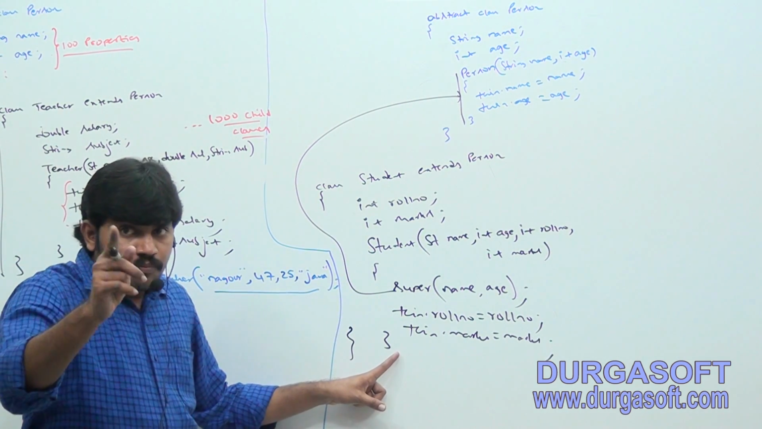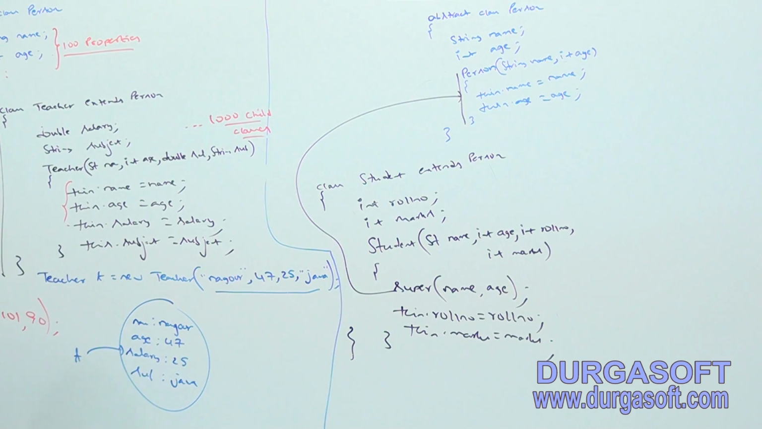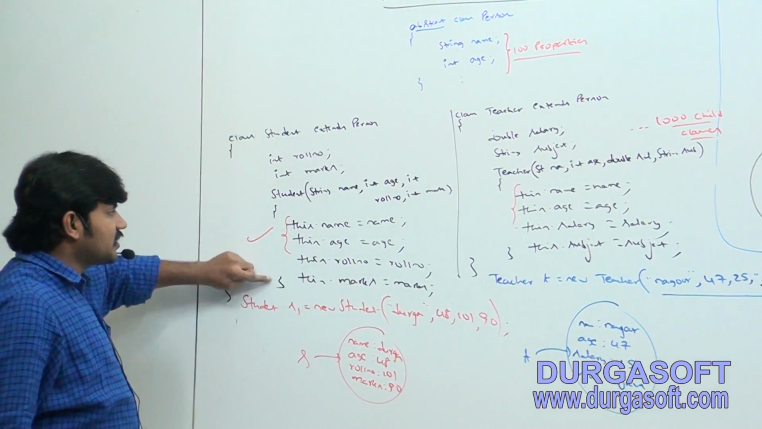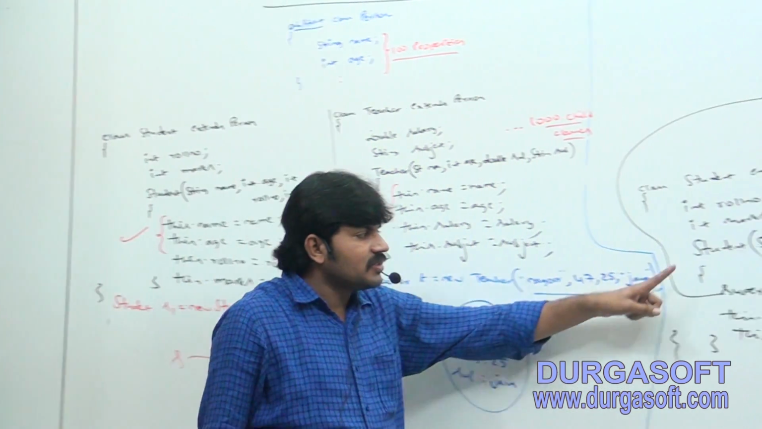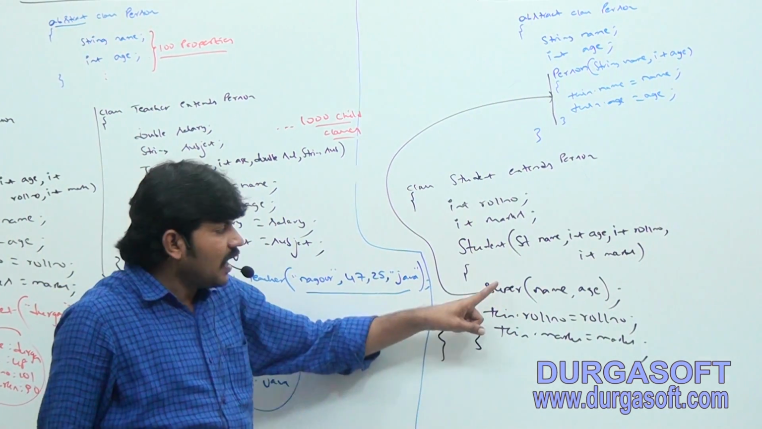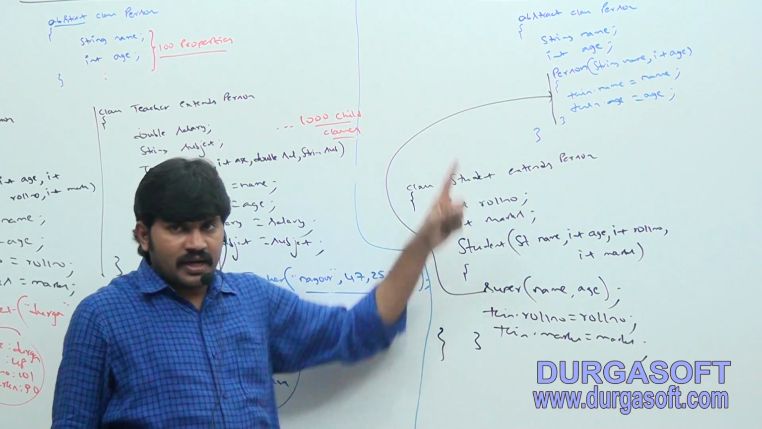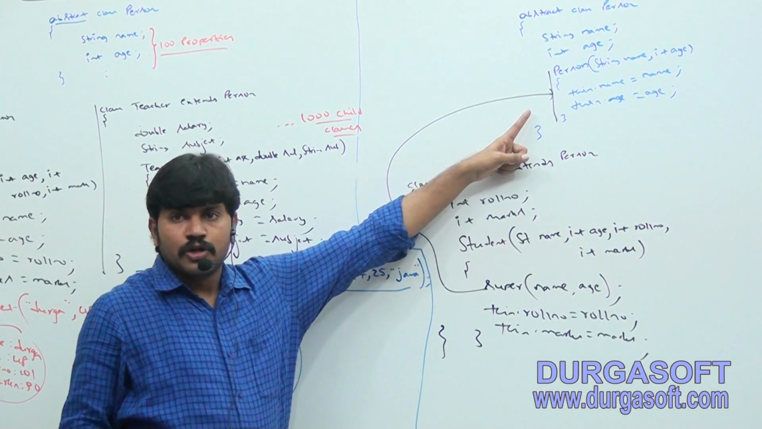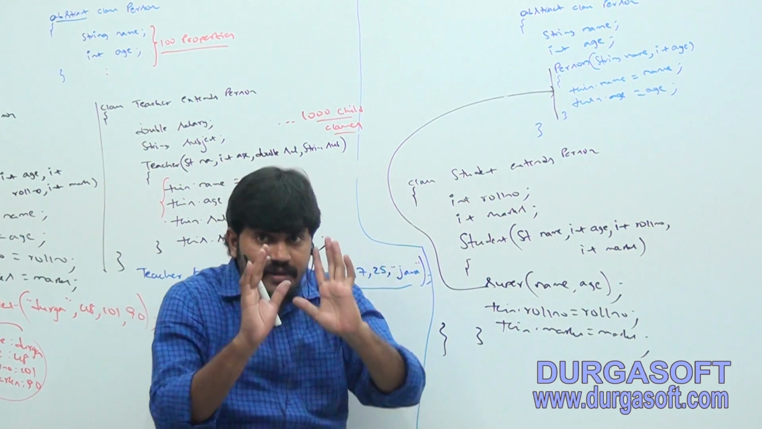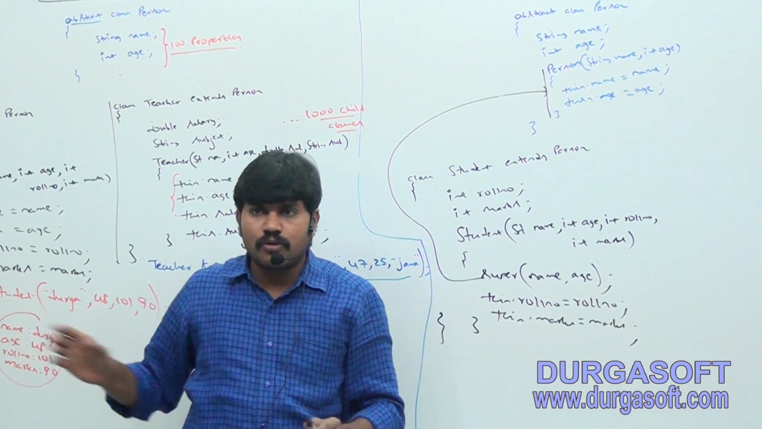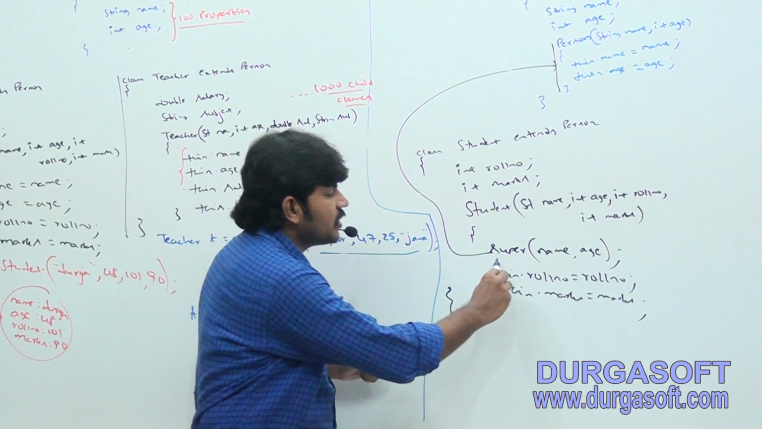Are you getting? But earlier, how many lines of code did the Student constructor contain? Four lines. But now, how many lines of code? Only three lines, and one is a call to the parent constructor. Assume the parent class contains 100 properties, 100 lines of code, we are not required to write them, just one line.